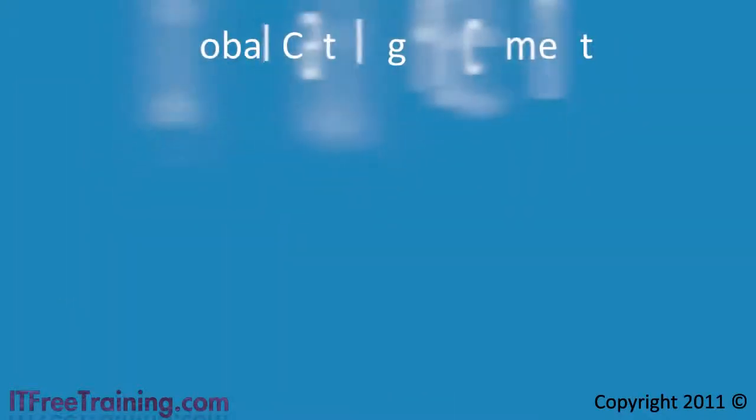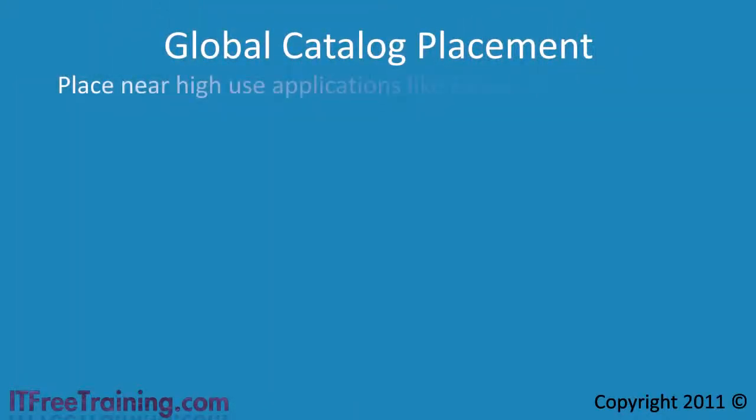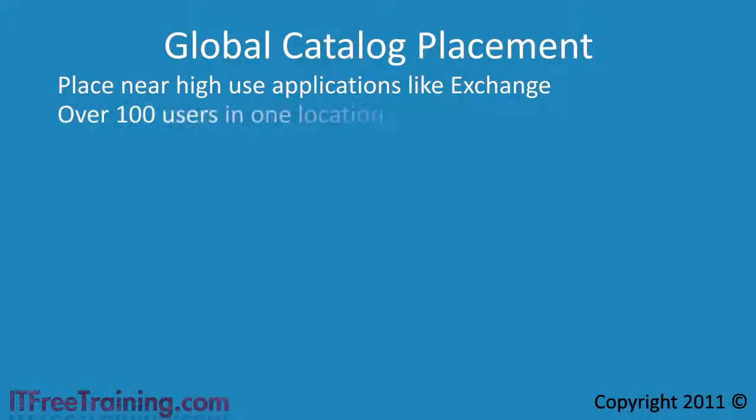If you decide not to make all your domain controllers global catalog servers, then you should give some thought to the placement of your global catalog servers. Applications such as Exchange make a lot of use of global catalog servers. If the Exchange server has to go over a wide area network to reach a global catalog server, this may affect performance. For this reason, if you are using Exchange or a product like Exchange that makes a lot of calls to a global catalog server, you should have a global catalog server on your local network. Microsoft recommends global catalog placement if you have over 100 users in the one location or a location that has a lot of roaming users.